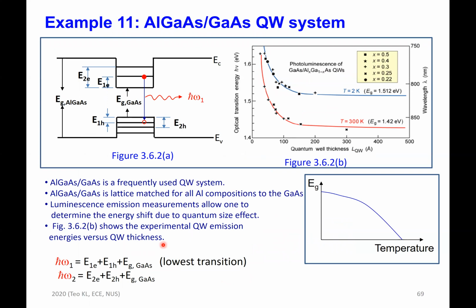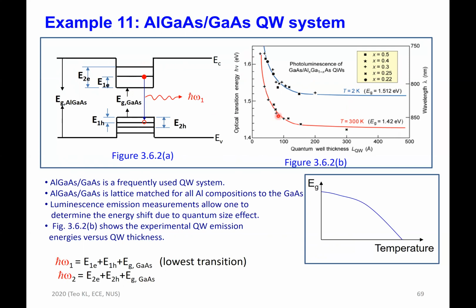Next, let us discuss an example of an aluminum gallium arsenide quantum well. So this is the aluminum gallium arsenide, and this is the gallium arsenide band gap. So these are the quantized energies. Assuming we use an infinite square potential, this is a plot of the optical transition energy as a function of the well width, or the quantum well thickness. And these two curves are measured at different temperatures.